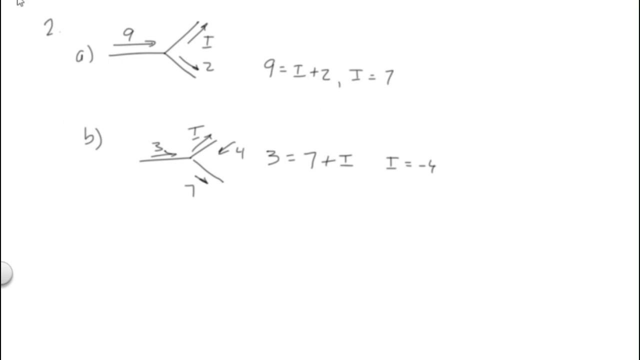Number 2. Number 3. This is another problem. This is just like the one above. This is Kirchhoff's current law. Find the unknown currents. So we start, this is just drawn a little differently, but it's the same thing.